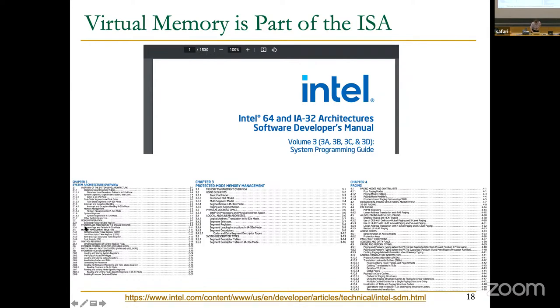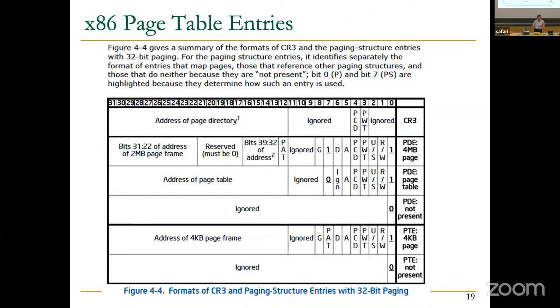Now you can see some parts of it. Chapter 2 is about system architecture. Chapter 3 is about protected mode memory management, paging. There's a chapter dedicated to paging. I think this has 50 chapters or so. But it's big, basically. And this is actually specified in the ISA. And this is part of the problem. This is a very rigid specification.